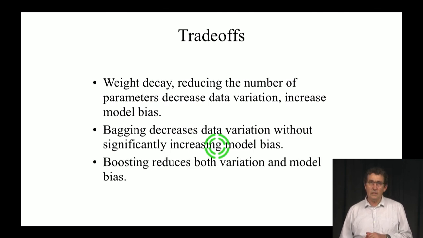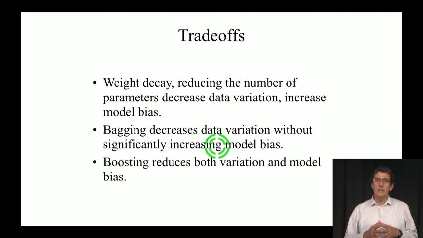And boosting, you can say, decreases both variation and model bias. Boosting does two things. It makes the model more powerful, so you have less model bias, and it also uses margins to decrease variance, or variation.